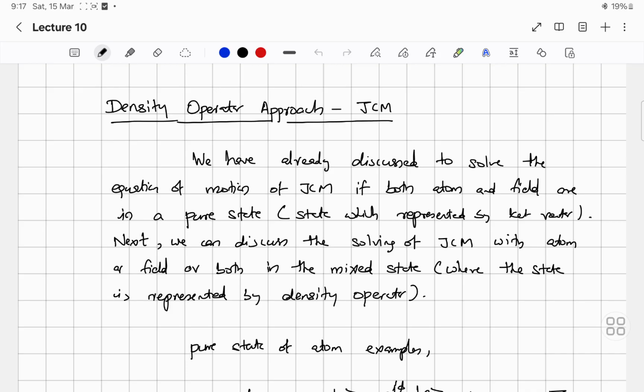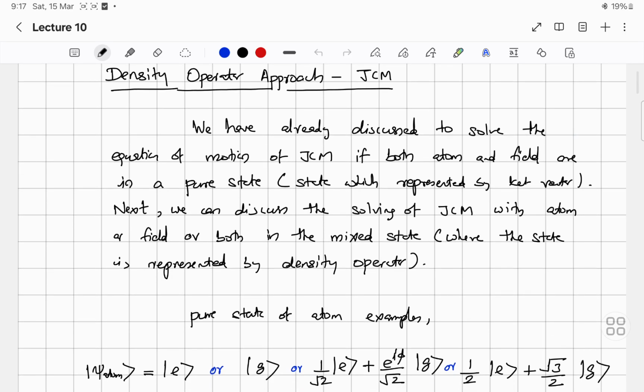We have already discussed how to solve the equation of motion of the JCM if both atom and field are in a pure state, a state which is represented by the ket vector. Next, we can discuss solving the JCM with an atom or field or both in a mixed state. In the case of a mixed state, we have to use the density operator to represent the state of such a system.